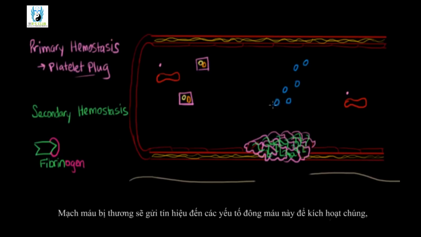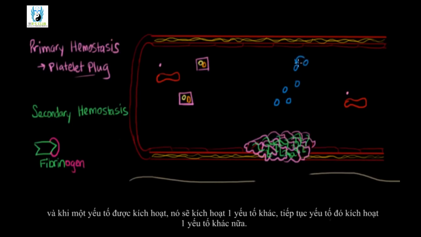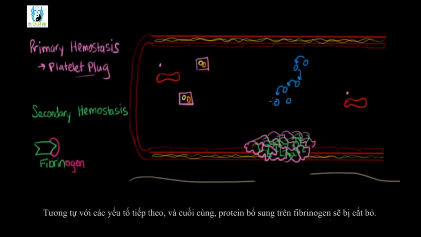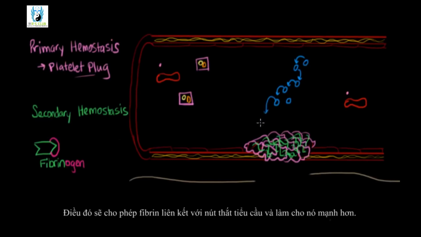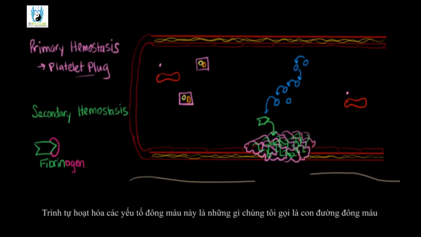And the injured blood vessel will send signals to these coagulation factors to get activated. And once one gets activated, it will activate another, and activate another, and activate another. And then ultimately, that extra protein on fibrinogen will get cut off, and that will allow fibrin to link up on the platelet plug and make it stronger. This sequence of activation of coagulation factors is what we call the coagulation cascade.